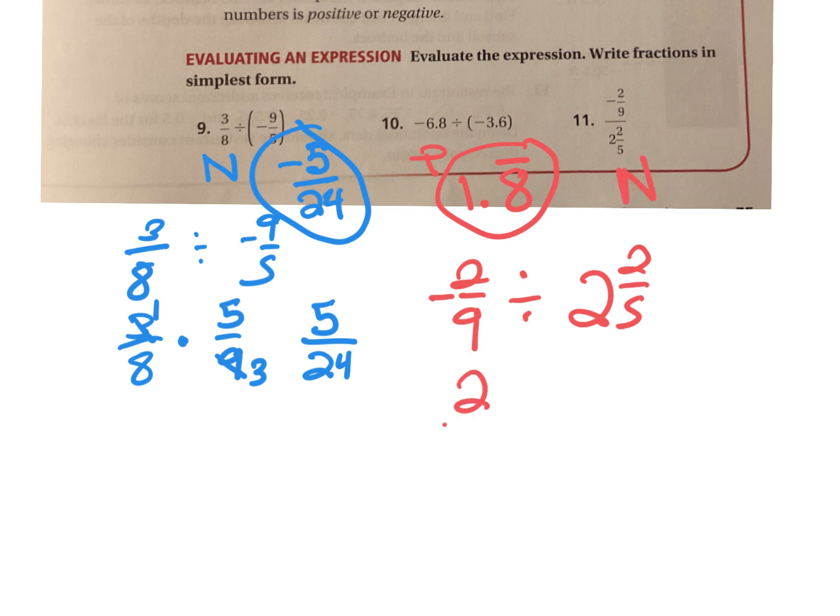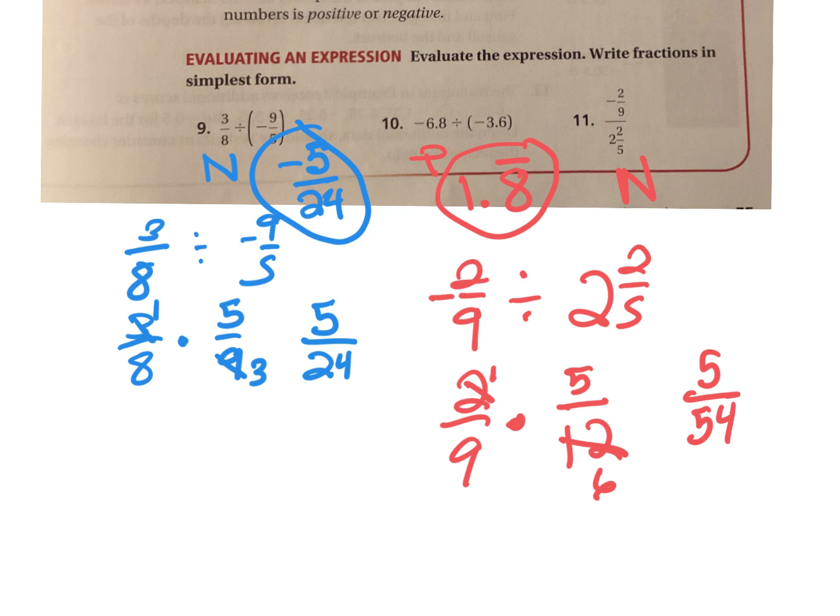Now, I'm just going to keep this, 2/9, change that to multiplication, and then I have to make this into an improper fraction and then flip it. So 2 times 5 is 10, plus 2 is 12, 12 over 5. When I flip it, it's 5 over 12. Now, I could cross simplify, divide that by 2, gets me 1. Divide that by 2, gets me 6. So now 1 times 5 is 5, and 9 times 6 is 54, and I can't simplify that, and it's negative, so I put negative 5 over 54.